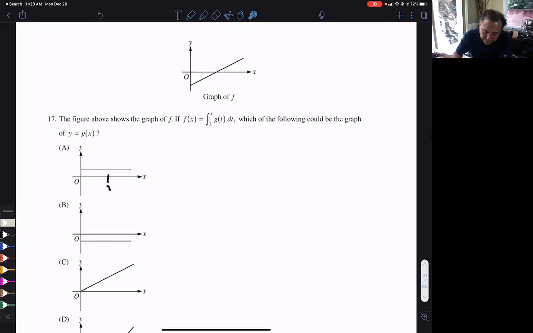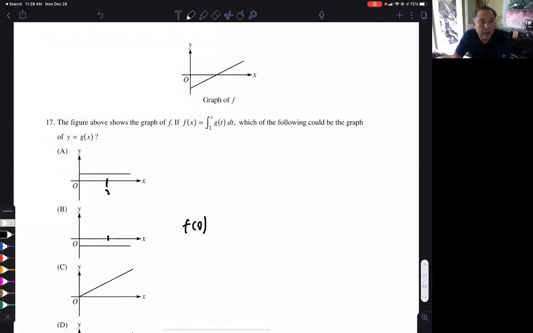Let's check out this one. Again, let's assume 2 is there. If I integrate and I plug in 0, f of 0, well, f of 0 should be a negative value, right? So I'm going to integrate from 2 to 0. So assuming this is 2, look, that net area is going to be negative. But since I'm going backwards, it comes out positive. So the integral from 2 to 0 would be positive. So f of 0 should be positive, but it's negative down here. So that doesn't work. That one's wrong. Okay?